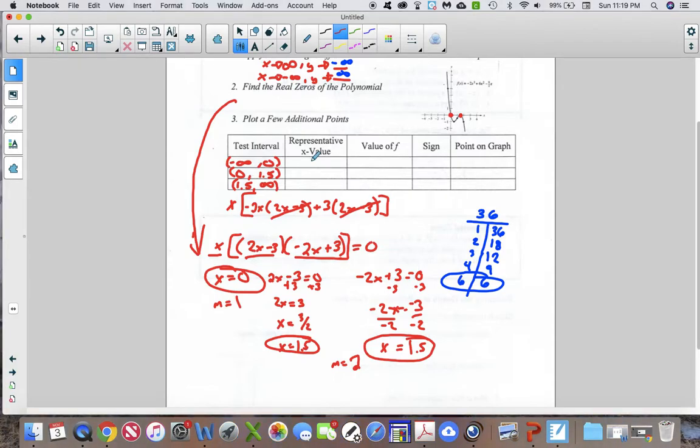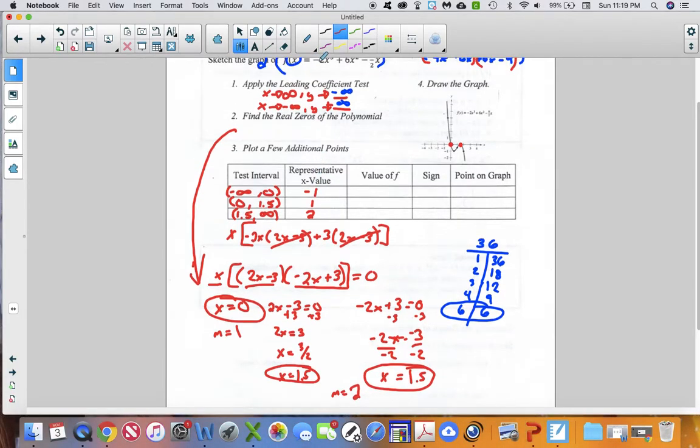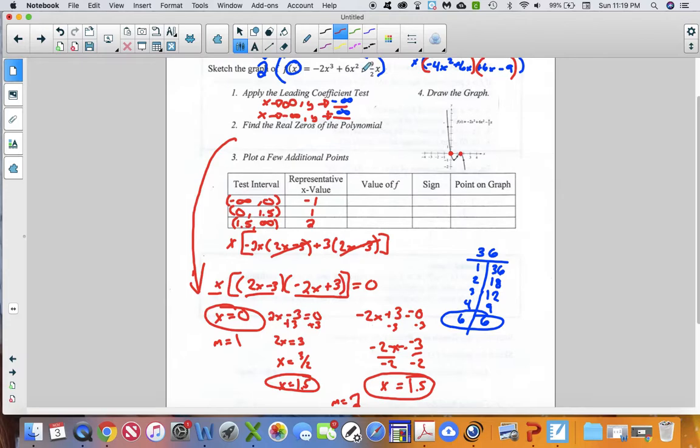So then we just choose a point to plug in that's really nice. Between negative infinity and 0, I'm going to choose the point negative 1. From 0 to 1.5, I'm going to choose positive 1. And from 1.5 to infinity, let's choose 2. Okay, so then from there, it's pretty simple. I'm going to plug those into these values up here, and I'm going to get a value of f there.